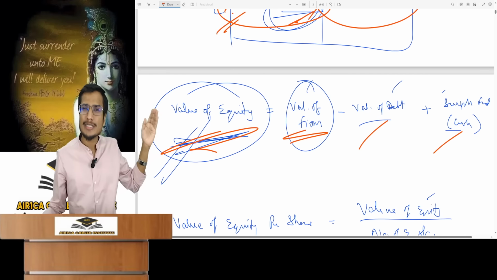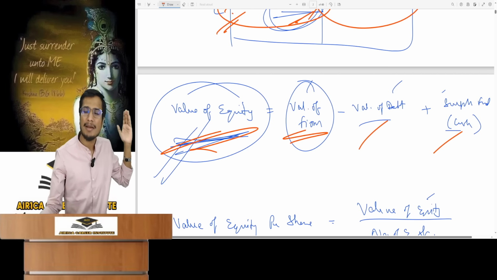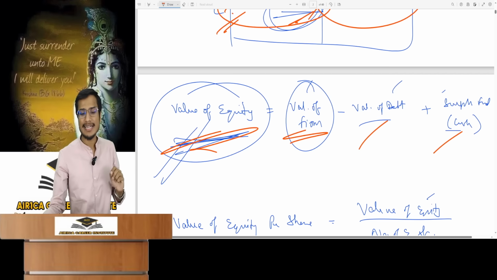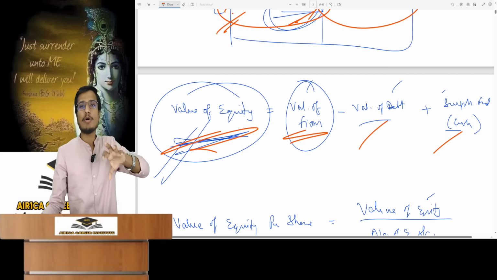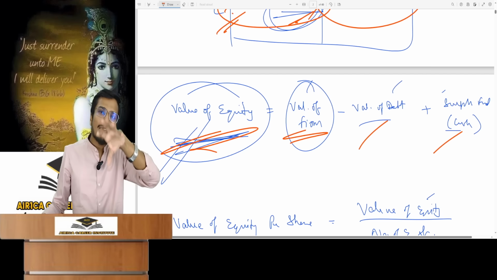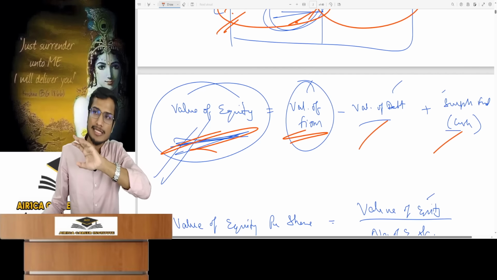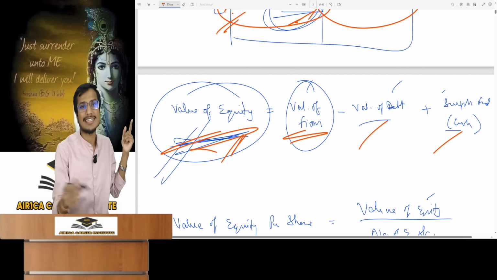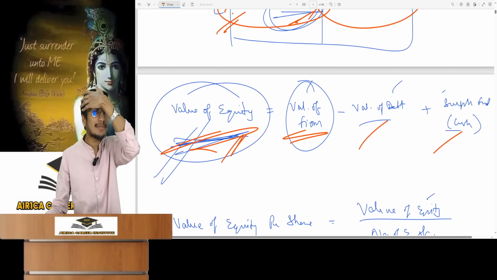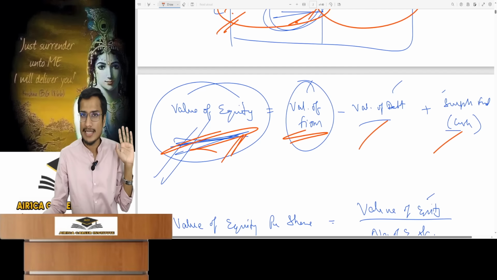I can use the basic equation. I haven't made a new formula. The value of equity was derived from that same equation. You will use this when the question provides the firm's value, or it gives you the value of debt and cash balance and asks for the value of equity. Then apply this and your work will be done. Did you understand this? You shouldn't have any problem with this.